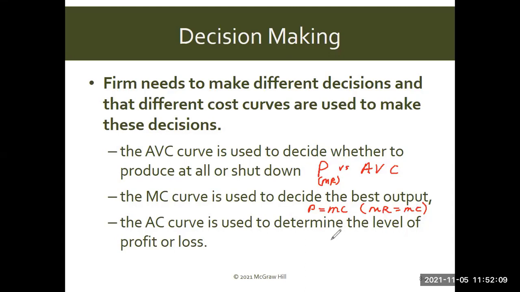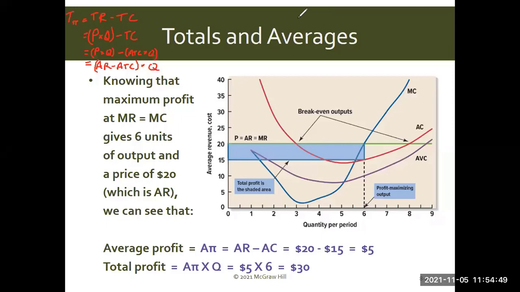And then to determine the level of profit or loss, we compare price again, but this time it's compared to the average total cost, right? And we know that price is marginal revenue in this particular model. So that'll be how we would determine how much profit or loss is being made. So we're going to deal with this slide in 3 tranches.